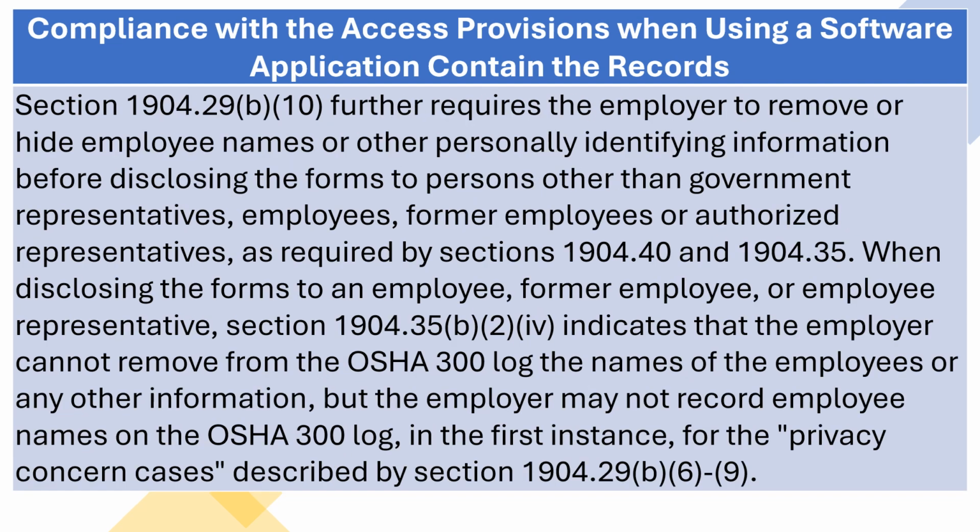further requires the employer to remove or hide employee names or other personally identifying information before disclosing the forms to persons other than government representatives, employees, former employees, or authorized representatives, as required by Sections 1904.40 and 1904.35. When disclosing the forms to an employee, former employee, or employee representative, Section 1904.35(b)(2)(iv) indicates that the employer cannot remove from the OSHA 300 log the names of the employees or any other information, but the employer may not record employee names on the OSHA 300 log, in the first instance, for the privacy concern cases described by Section 1904.29(b)(6)-(9).